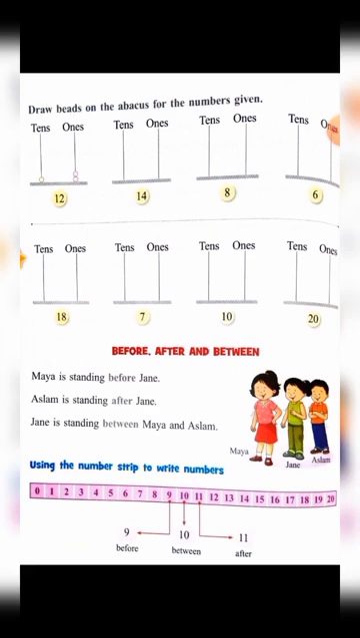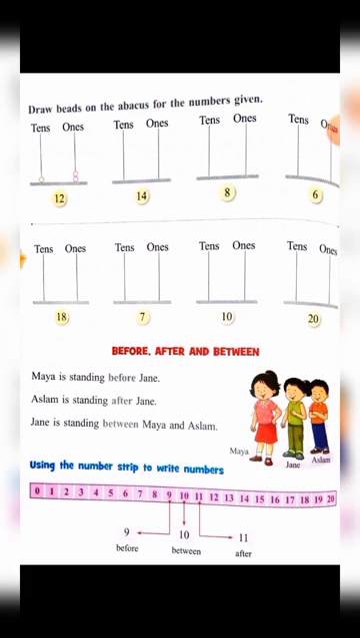So the second one, 14. So 4 in ones place, 1 in tens place. So we should draw 4 beads in ones place and only 1 bead in tens place. Then the third one, 8. So 8 is in ones place. There is no number in tens place, which means 0. So we should draw 8 beads in ones place and we should not draw any beads in tens place.